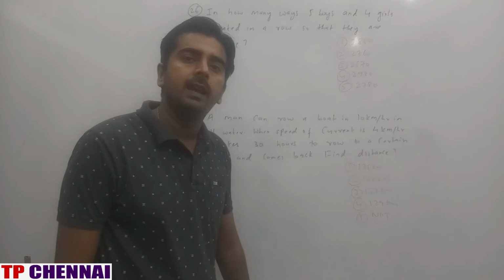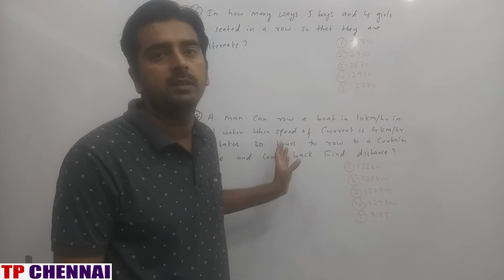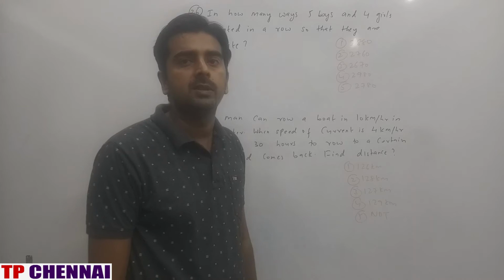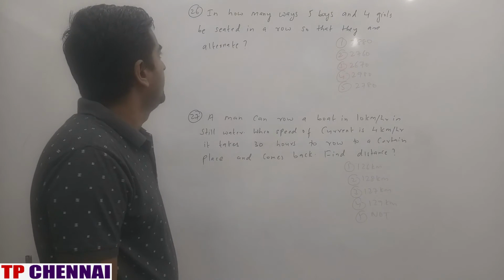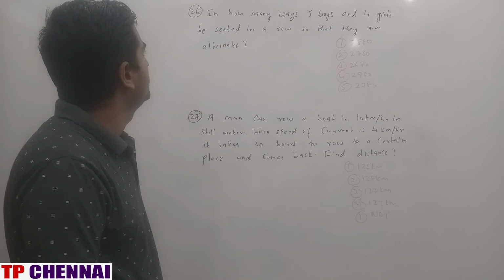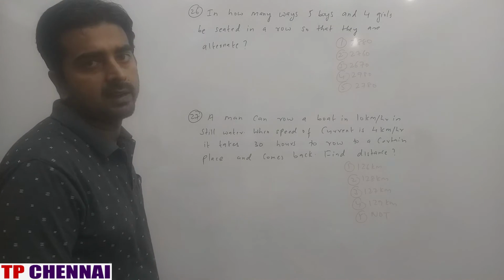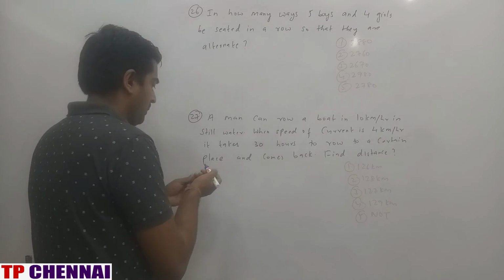So we have seen DI, we have seen speed maths, and now turns arithmetic. 10 questions from arithmetic we will see. First one: in how many ways can 5 boys and 4 girls be seated in a row so that they are alternate? So how many boys are there? 5 boys are there.